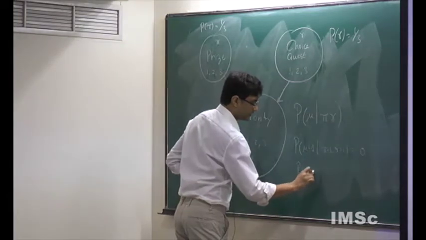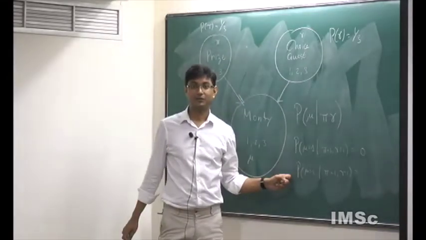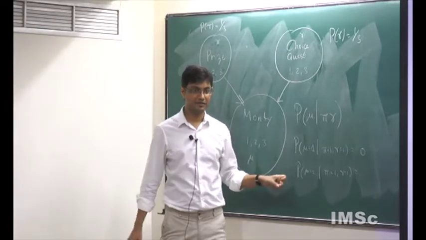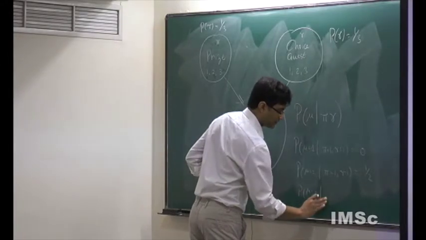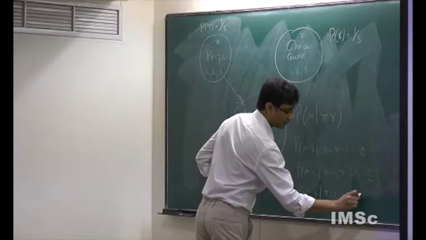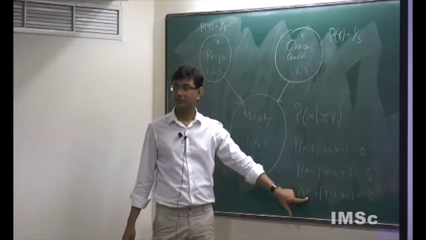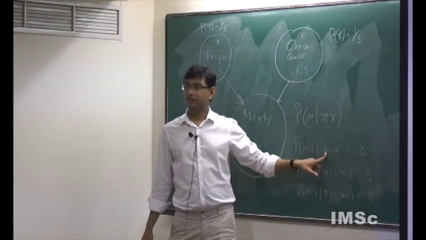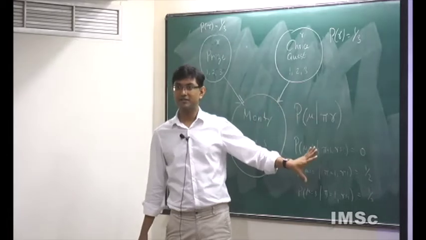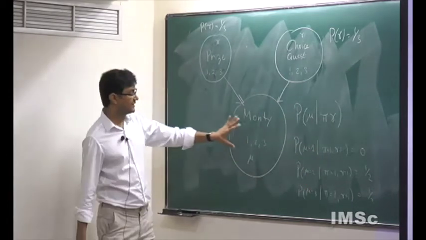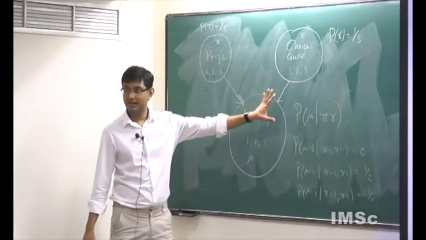Probability of mu is equal to 2, given pi is equal to 1 and gamma is equal to 1, is how much? 0.5. There's equal probability of these two things happening. So the probability of mu equal to 3, given pi equal to 1 and gamma equal to 1, is again half. Is this clear? Now how many such alternatives do I have? There are 3 choices for this, 3 choices for this, so there are 9, and there are 3 choices for each of these. So there are 27 such numbers which reflect what the host is going to do.